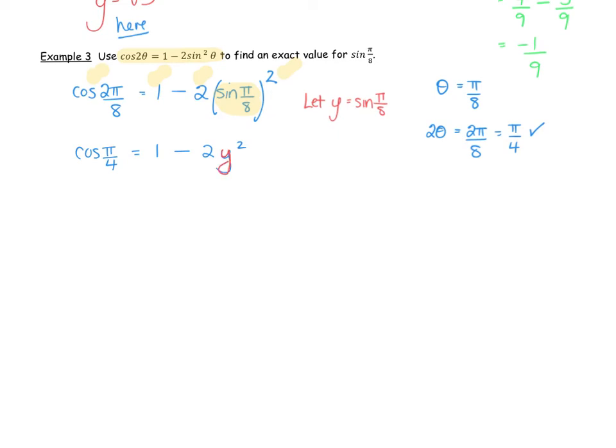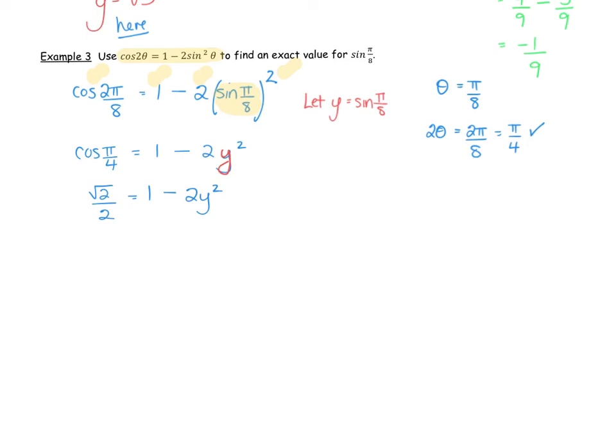Okay, so we're going to do opposite operations. I'm going to start with putting in the value for cos of pi over 4. So we know that that's 1 over root 2 from our special triangle. This question is a little bit simpler if I use the rationalized form right from the beginning. So I'm going to write it as root 2 over 2 equals 1 minus 2y squared. Okay, and all you need to do now is all of your opposite operations to solve for y.